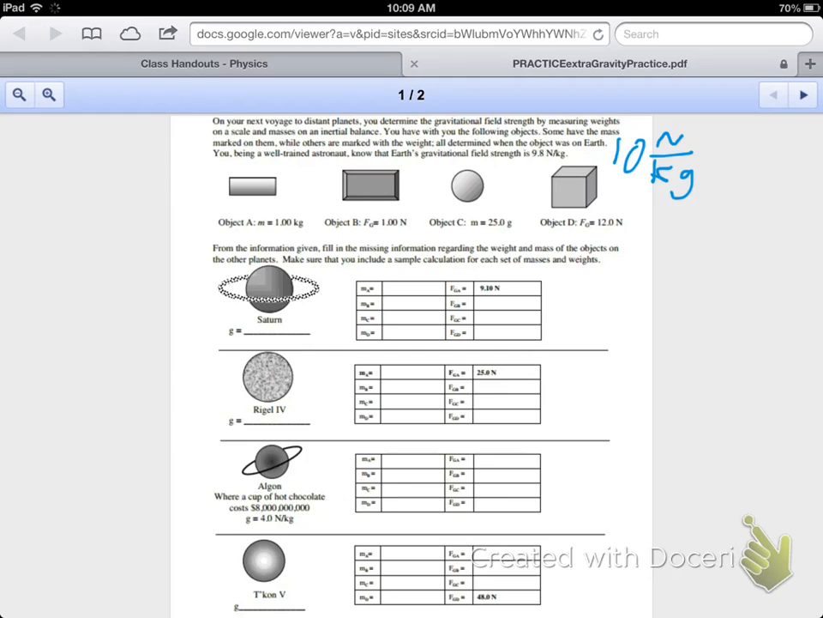So we have object A with a mass of 1 kilogram. Now mass, regardless of where you're at, doesn't change because mass again is the amount of matter that an object contains. So that doesn't change wherever you're at. So everywhere for each one where you see mass A, go ahead and put in 1 kilogram. You should be able to write this out all 4 times.